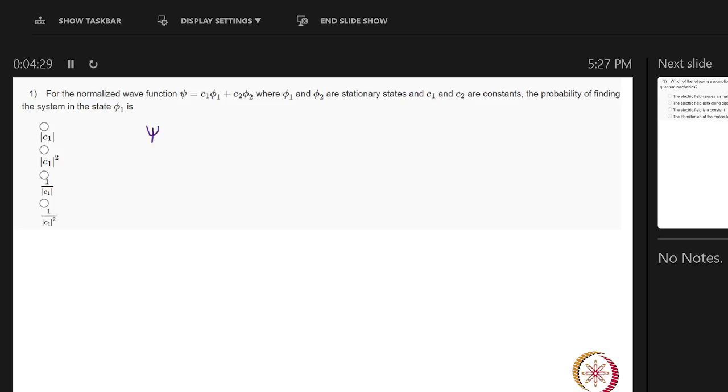So this is the question we have. The molecular wave function is psi equals c1 phi 1 plus c2 phi 2, and the question is asking the probability of finding the system in the state phi 1. The square of the coefficient of this wave function represents the probability of finding it in state phi 1. So asking for phi 1 means the coefficient c1 squared. This will be the correct choice.